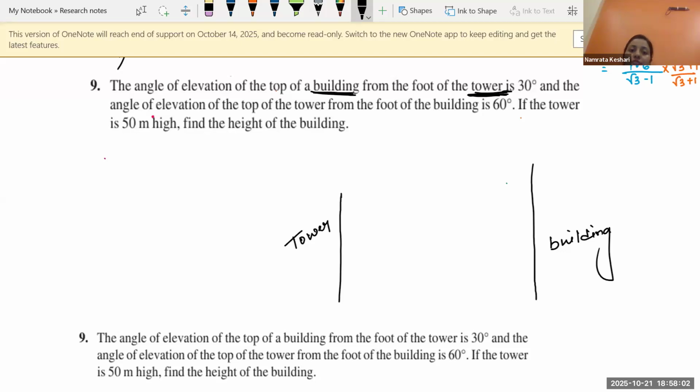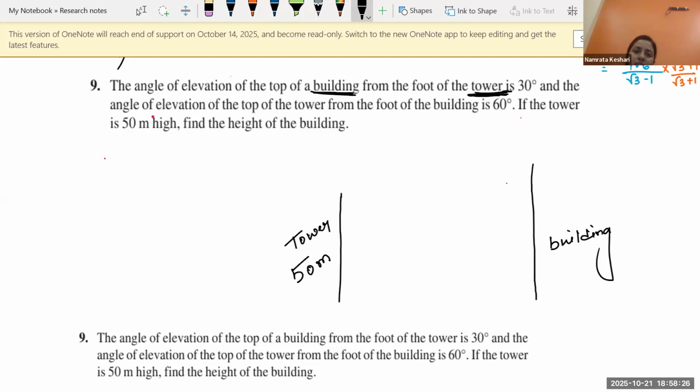Read it. The angle of elevation of the top of the building from the foot of the tower is 30 degree, and the angle of elevation of the top of the tower from the foot of the building is 60 degree. If the tower is 50 meters high, the height of the tower is given. Find the height of the building. Still, do we know which one is taller? Okay, we don't know, right?